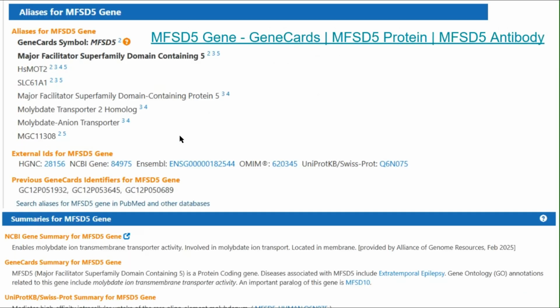All right. So this is from GeneCards, and there's an actual molybdate anion transporter. So it's very rare that other minerals are going to compete with molybdate for absorption, because it has its own designated transporter to get into the human body. So that's good to know.